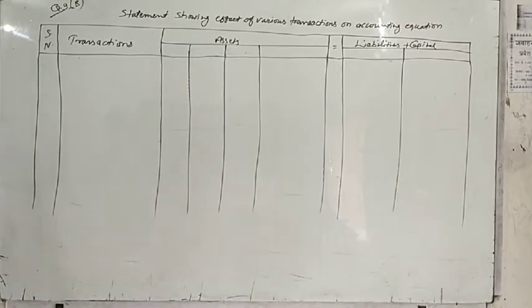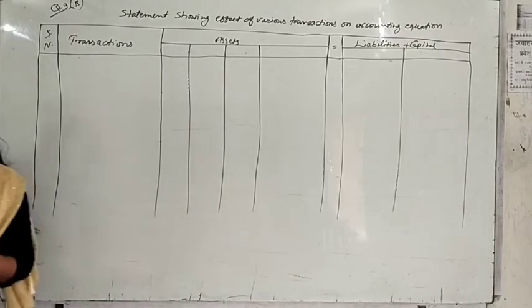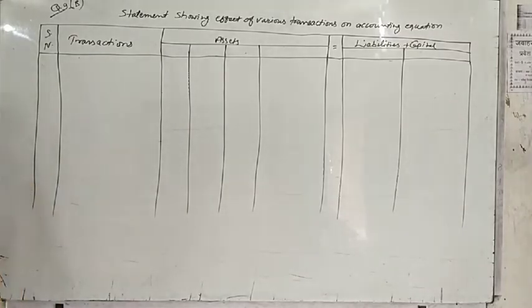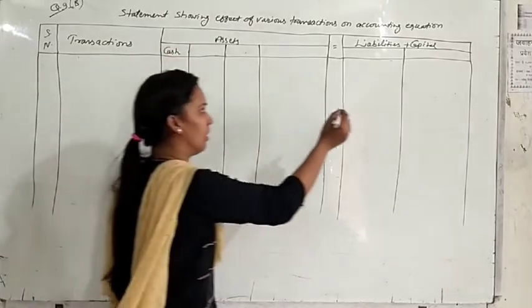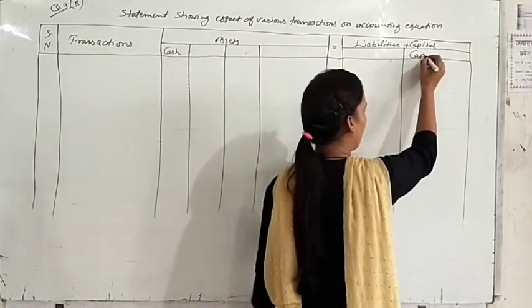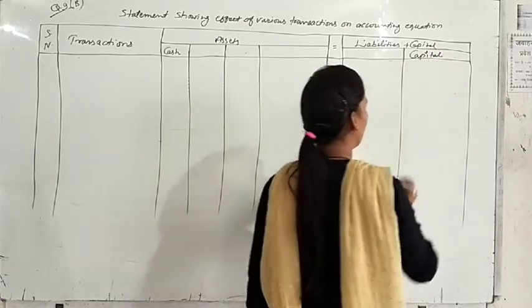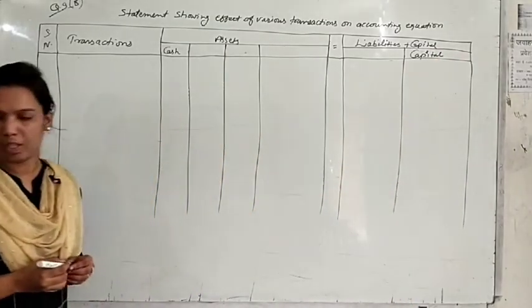Yes, so see question number 9th B. Prepare accounting equation from the following and also prepare a balance sheet. In this question you have to prepare a balance sheet also. So the first transaction is here: Raghu started business with cash. You know that by this transaction two accounts are affected, that are cash and capital.